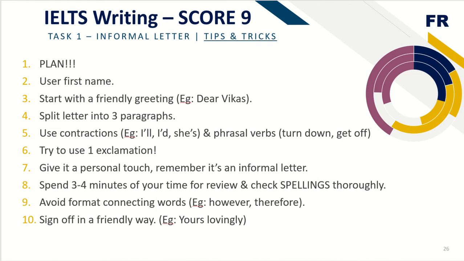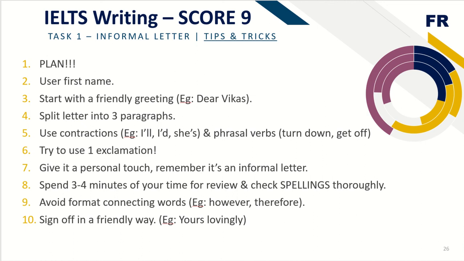The fifth important point, in particular for an informal letter, is for you to use contractions. For example, instead of using I will, you can use I'll. Instead of using I would, you can use I'd. Instead of using she is, you could use she's. This is just to show that you're writing an informal letter, and you could also use phrasal verbs like turn down or get off.